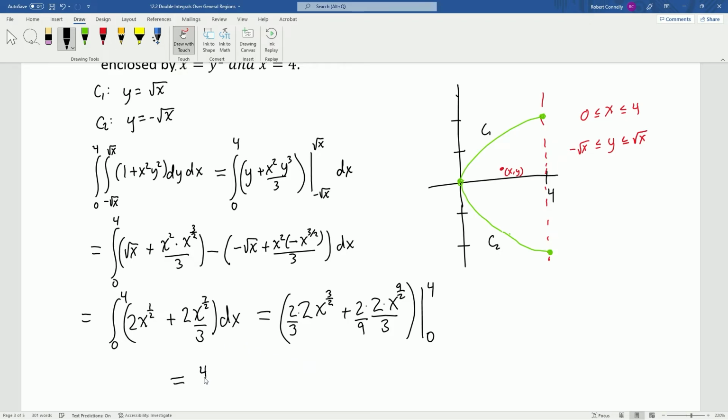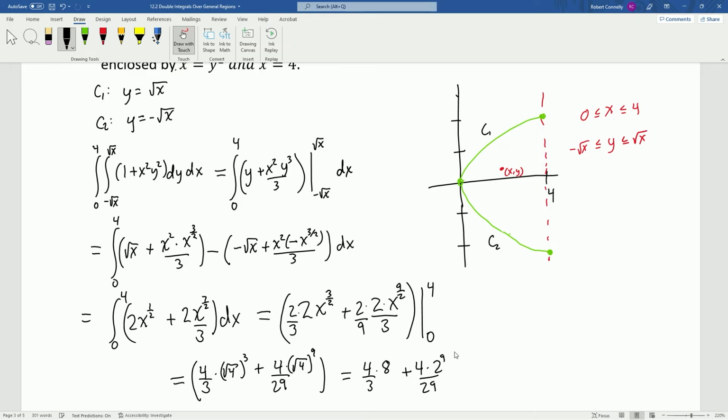So this is 4/3 times the square root of 4 cubed plus 4/27 times the square root of 4 to the 9th power, and then minus all of this evaluated at 0, but that's just 0. So this is 4/3 times 2 cubed, which is 8, plus 4 times 2 to the 9th, which is something.